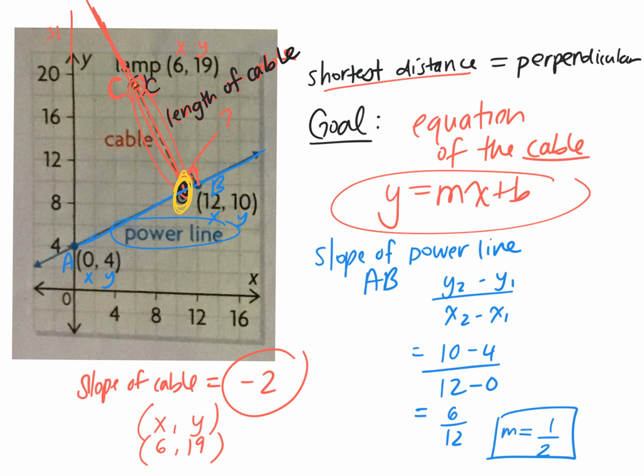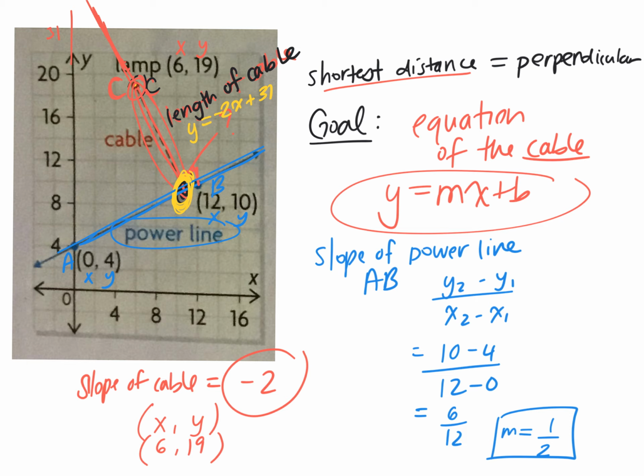Okay, but now what? We are trying to find this point. So think about this. We're trying to find the point where the cable intersects, so it touches the power line. We're trying to find the point of intersection. So we're trying to find the point where these two lines intersect. To find a point of intersection, we need to know the equation of two lines. Well, we know the equation of the cable is y equals -2x plus 31, right? We just figured that out.